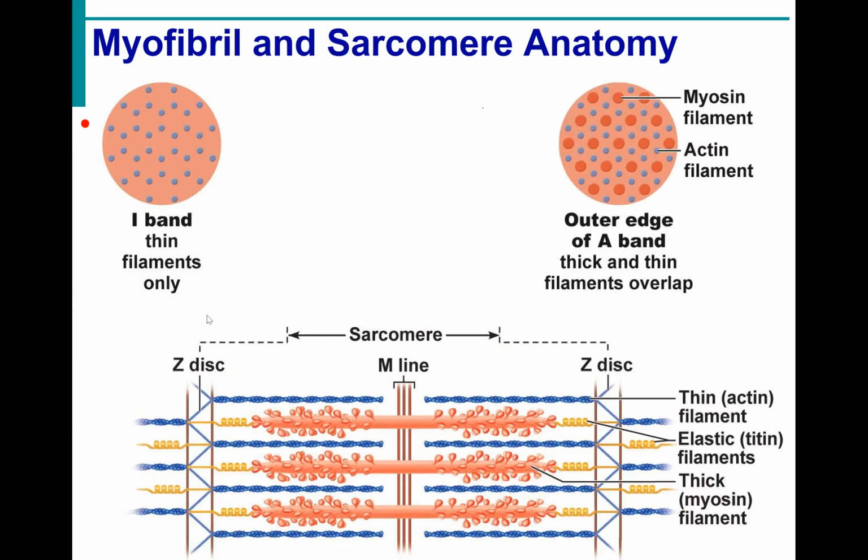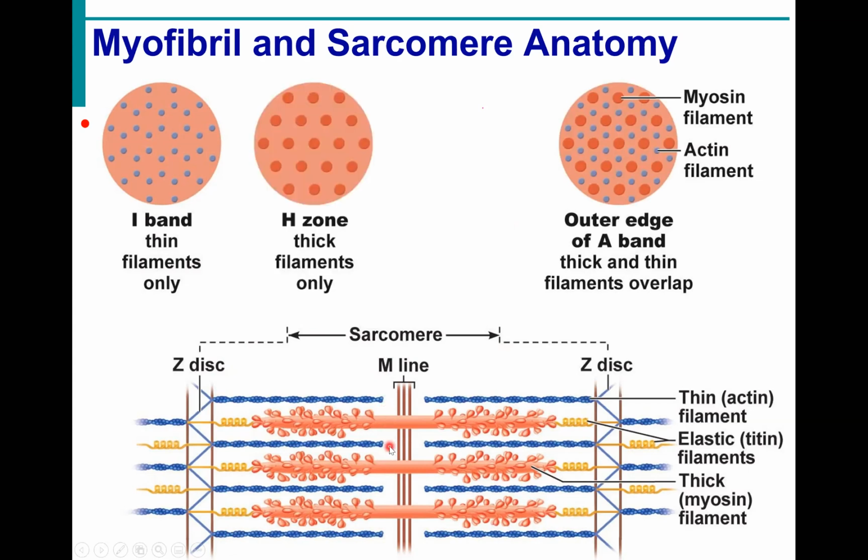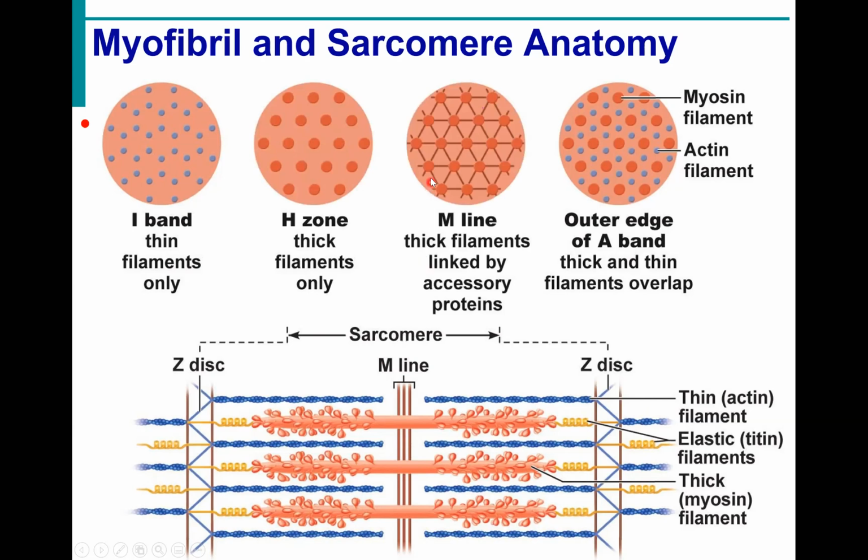However, and this will answer your question, if we cut it in the H zone, notice the H zone would just have myosin. It would be this area here without any actin in it. That would be the H zone. And if we cut it right on the M line, there still would not be actin. There would be myosin, but what we would see is the myosin would be interconnected, and that's interconnected by those myomesin proteins. So here is that myomesin protein.